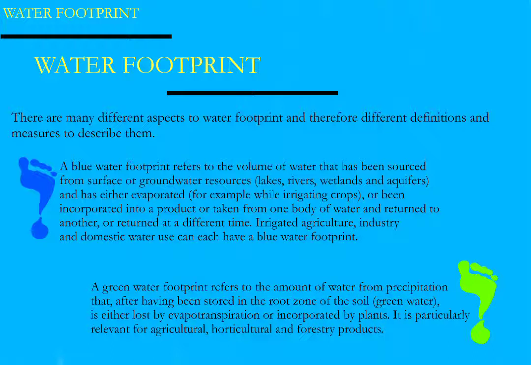Irrigated agriculture, industry, and domestic water use can each have a blue water footprint, while a green water footprint refers to the amount of water from precipitation that, after having been stored in the root zone of the soil, is either lost in the evapotranspiration or incorporated by plants. It is particularly relevant for agricultural, horticultural, and forestry products.